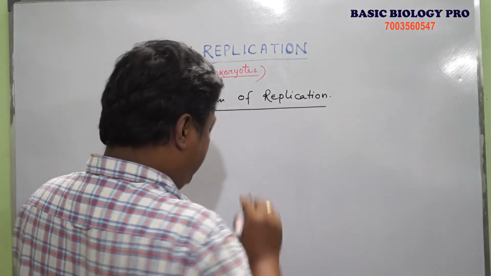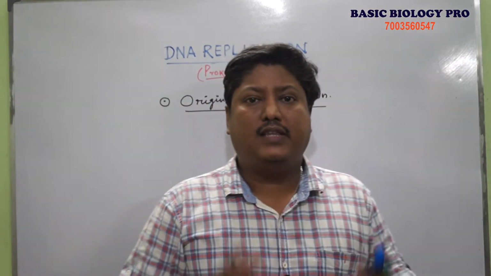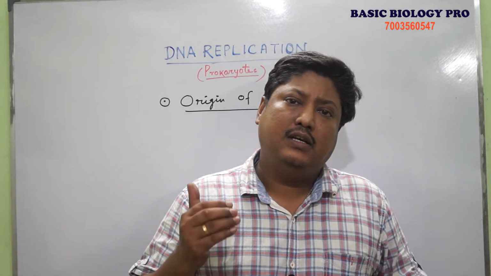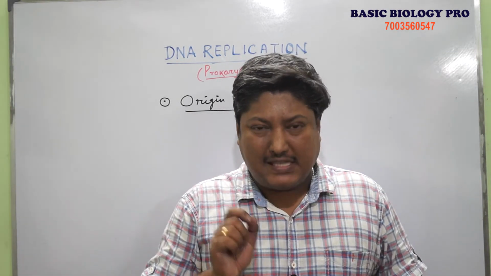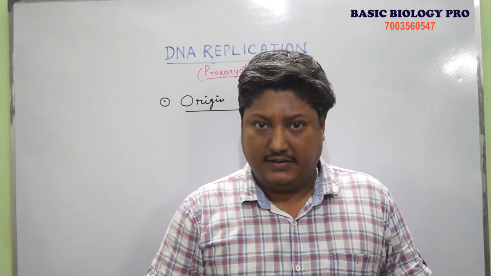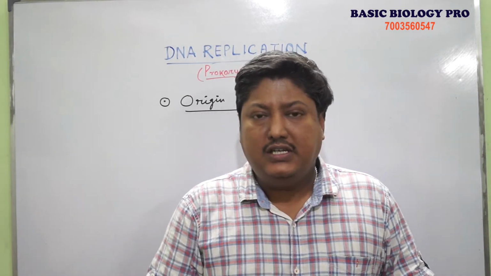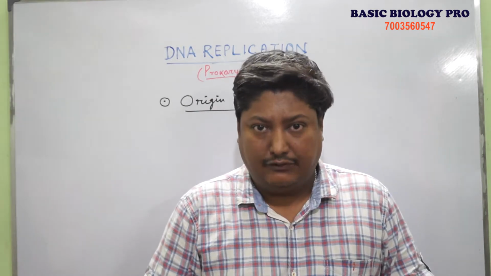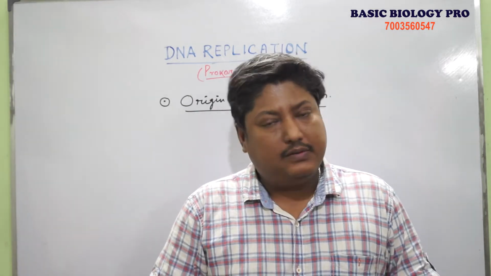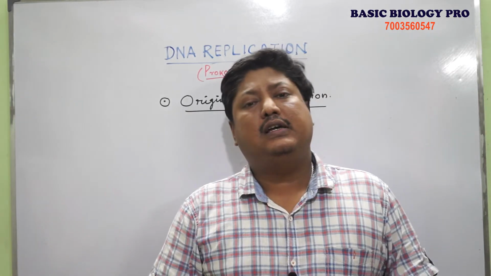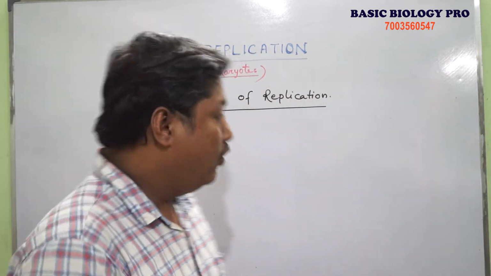In our last video, I told you that there is a specific site where the replication begins, and that specific site is known as the origin. Both in prokaryotes as well as in eukaryotes, the origin is very important and significant. But in case of prokaryotes, specifically in E. coli, there is a specific site which is known as OriC.